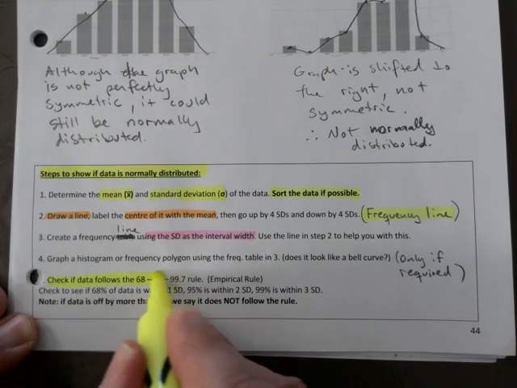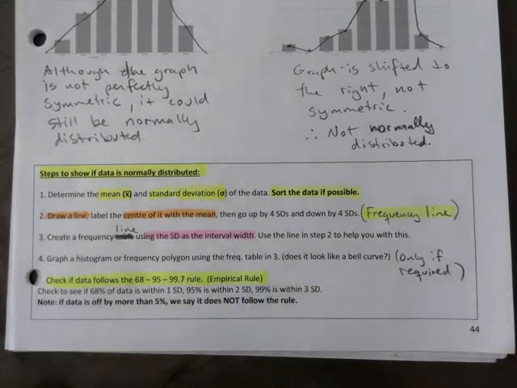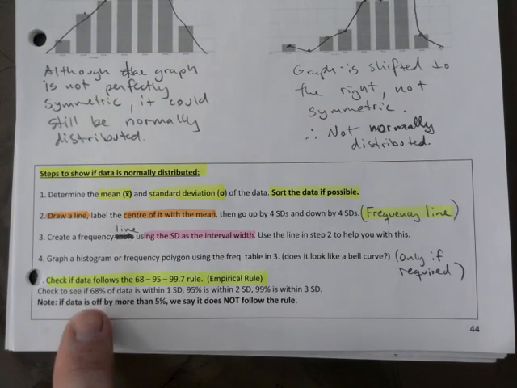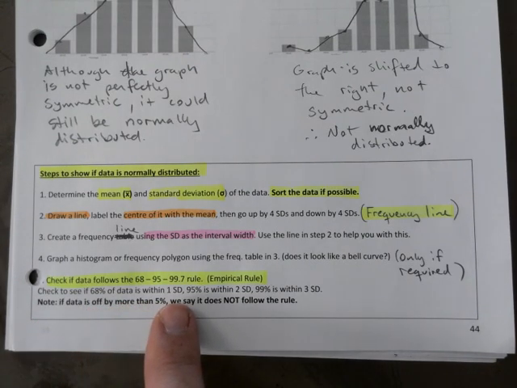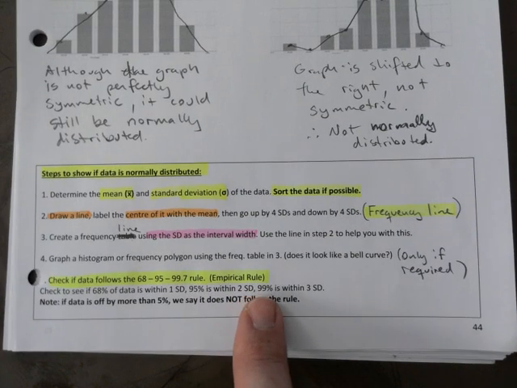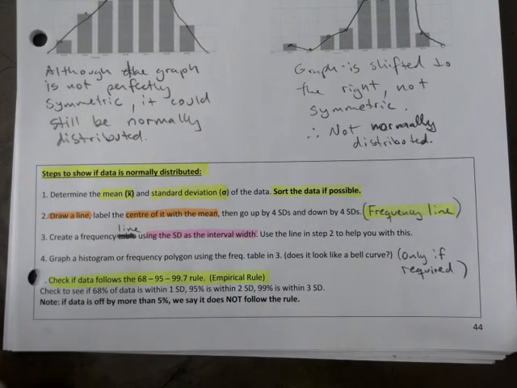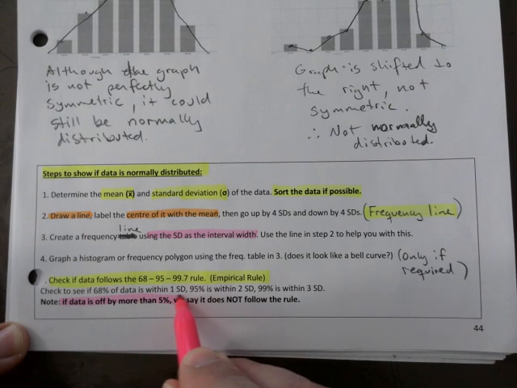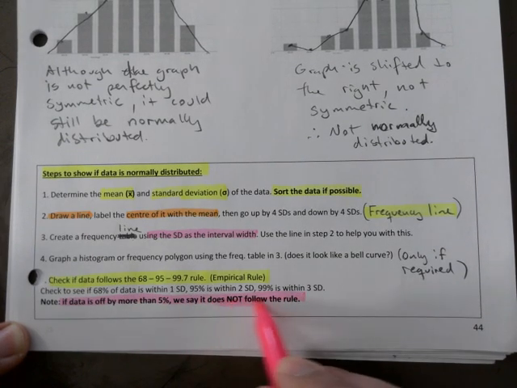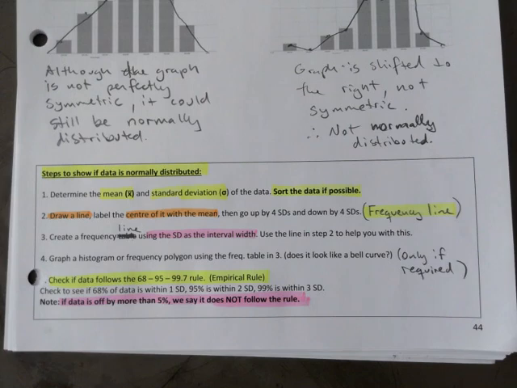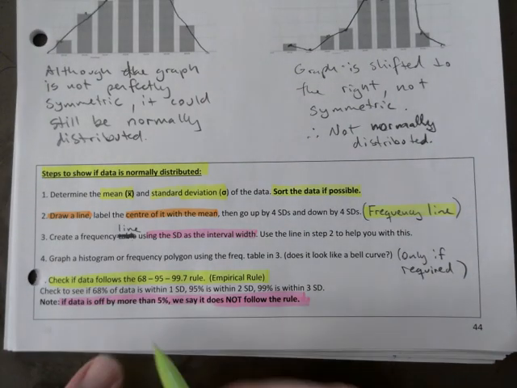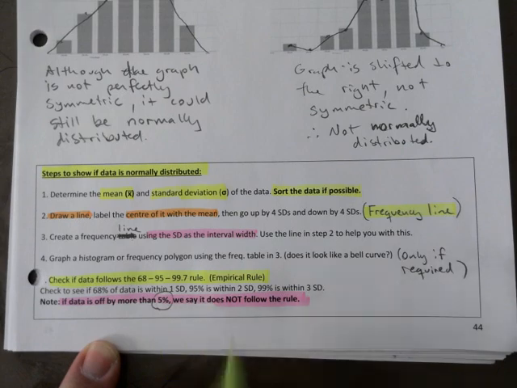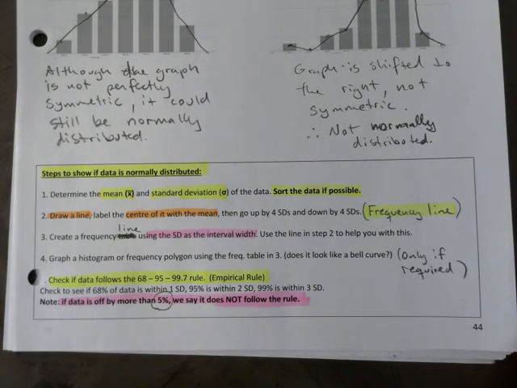Check if data follows the empirical rule. We're going to see if 68% of the data falls within 1 standard deviation, 95% within 2 standard deviations, 99% within 3 standard deviations. If data is off by more than 5%, we say that it does not follow the rule. That you need to remember, the 5%. If you're off by 5%, we would say, okay, it doesn't qualify, it doesn't meet the criteria.